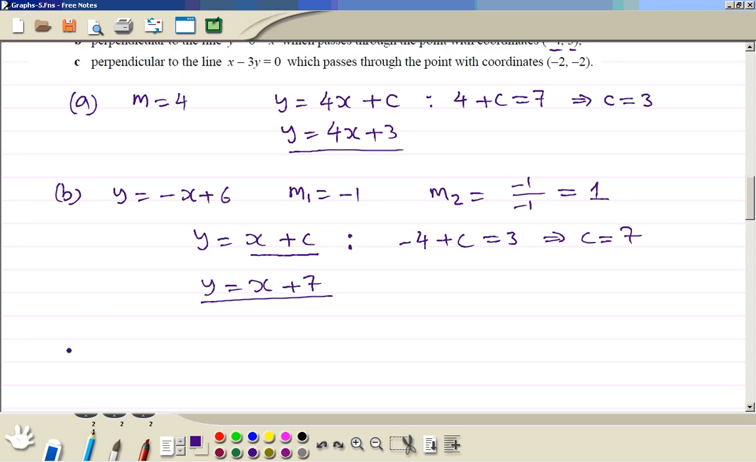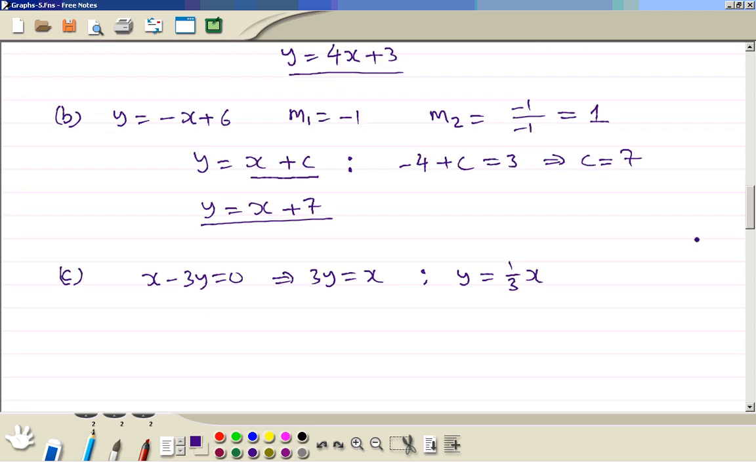C, so x minus 3y equal to 0. So it's 3y equal to x. So y is equal to 1/3 x. So the gradient m1 is 1/3. So the gradient we need will be minus 1 divided by 1/3, which is equal to minus 3.